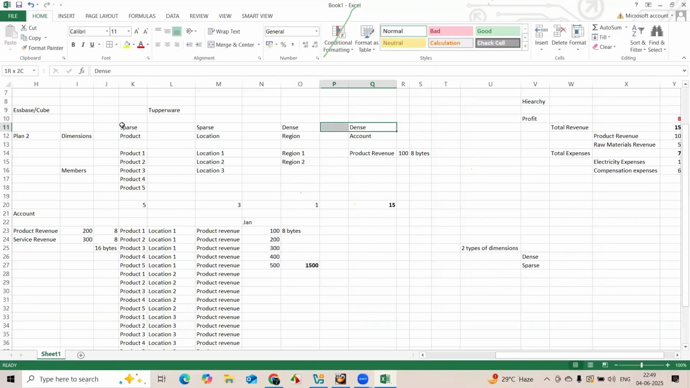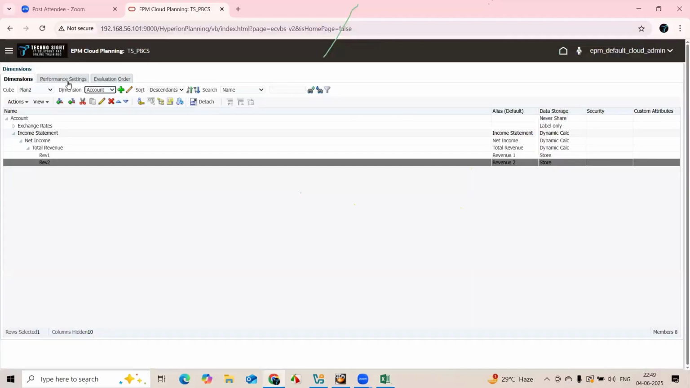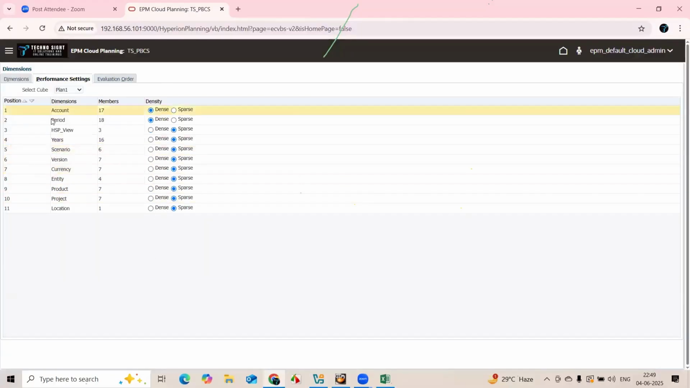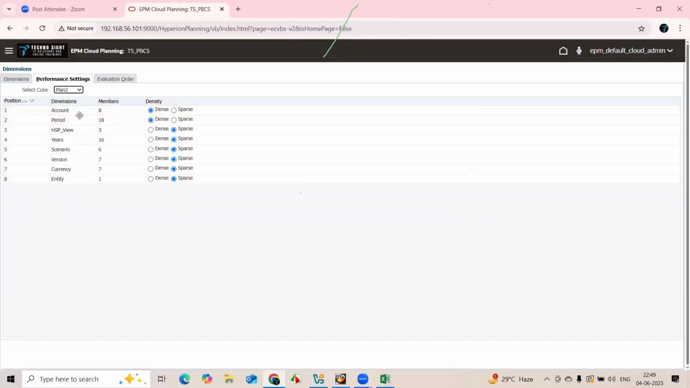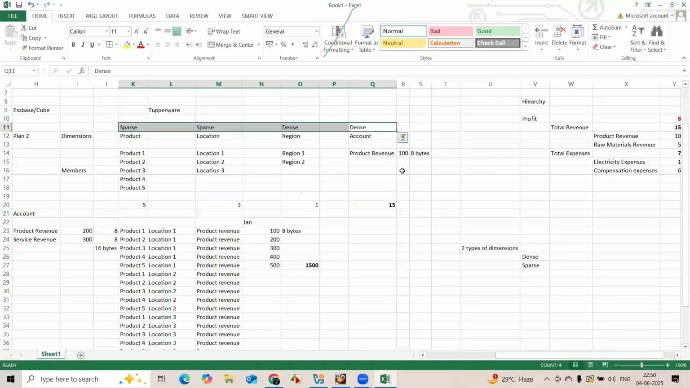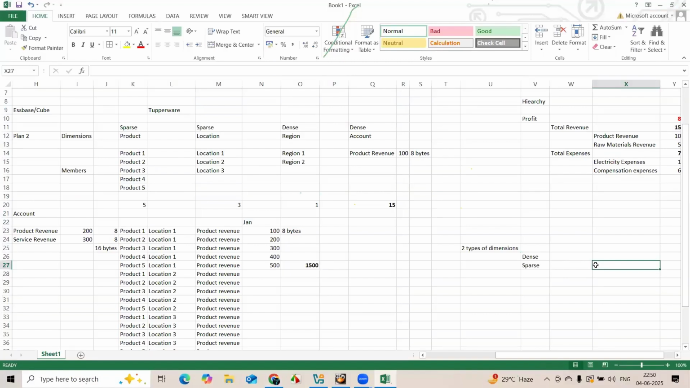You can see which dimension is of what type if you come here to performance settings. If you select the cube in whatever space you have, you can see which dimension is dense or sparse. Why these types of dimensions exist in the application is to allocate the size of an application, to allocate the data storage of an application.